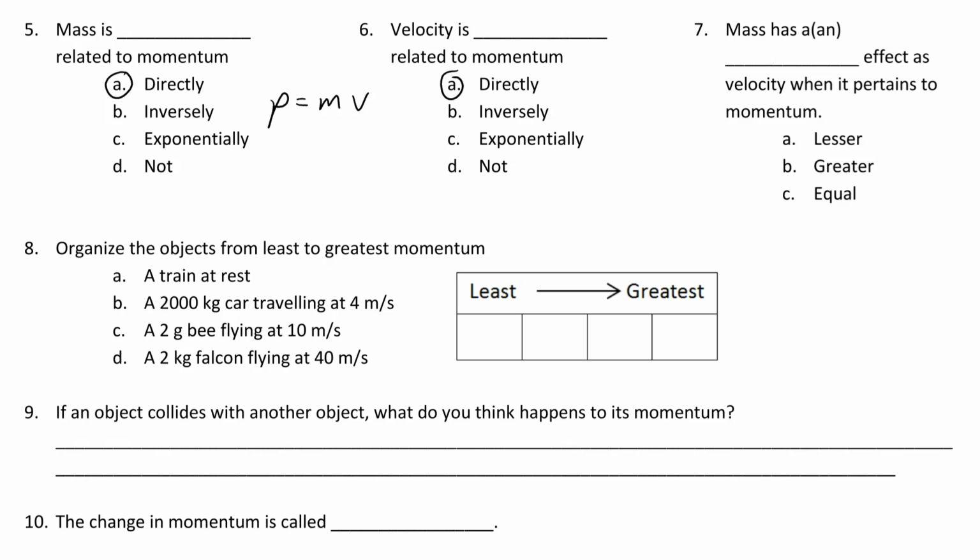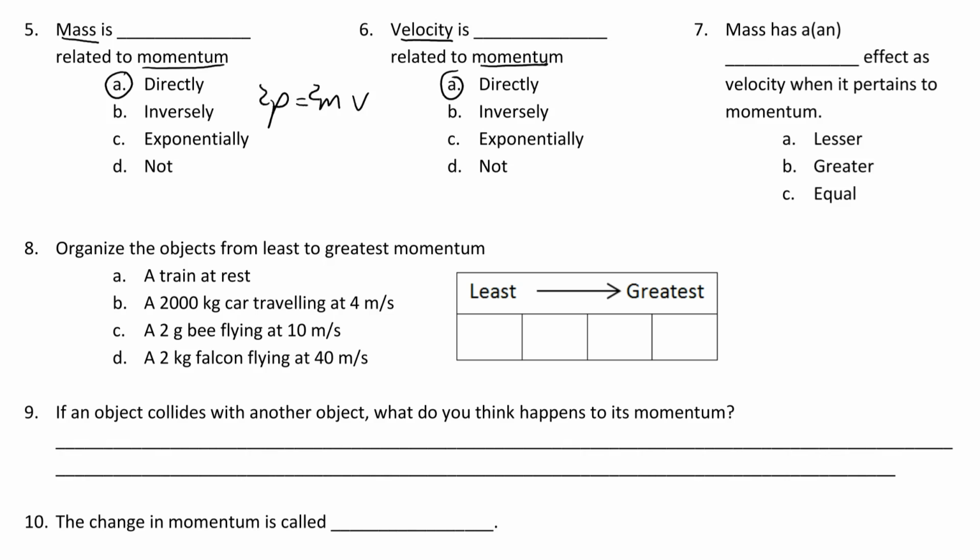Okay, back to the homework. So that's how we knew for 5 and 6 that mass is directly related to momentum as well as velocity. They're both directly related. Okay, good. So 7, mass has a blank effect as velocity when it pertains to momentum. That's kind of a weirdly worded multiple choice question. What I was trying to get at here was it has the same effect. If you double the velocity, the momentum doubles. If you double the mass, the momentum also doubles.